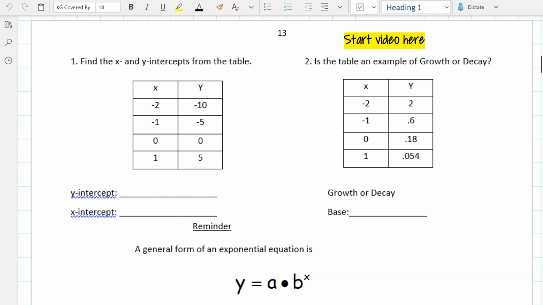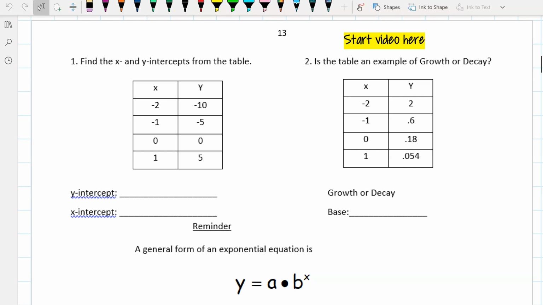Hi everyone. All right, so we're starting a little off of where we are in the packet. We should be on page 13. We're going to talk about a couple of these things and try to get back on track here. Okay, so find the x and y intercepts from a table.